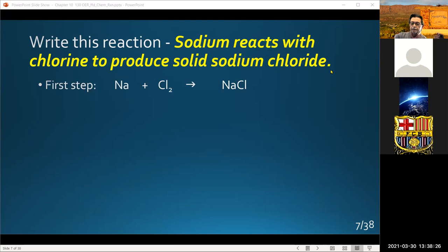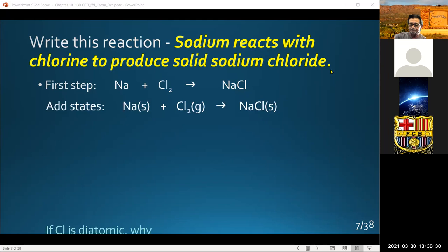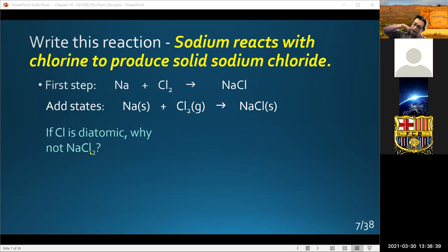That's our first step. I just did it by hand. Then we added the states. And we know here that the formula for sodium chloride wouldn't be NaCl2, right? Because we know the chloride is -1 and the sodium is +1. That formula here, NaCl2, would infer that sodium is a +2 metal. And that's not the case because we know that sodium is in group 1.